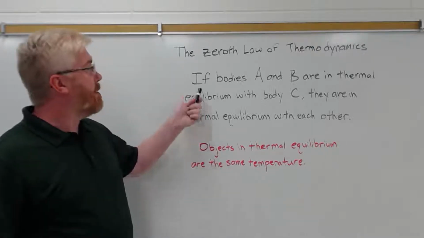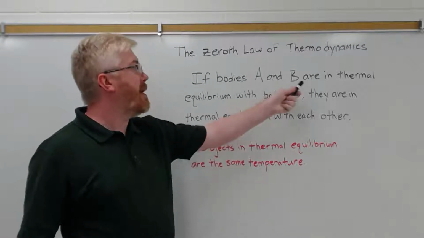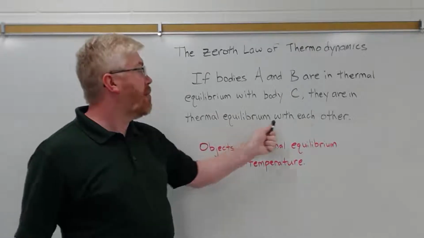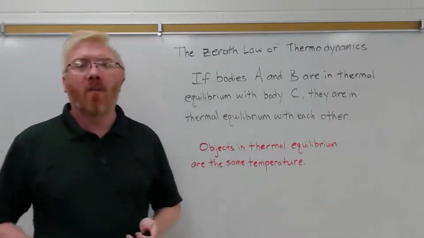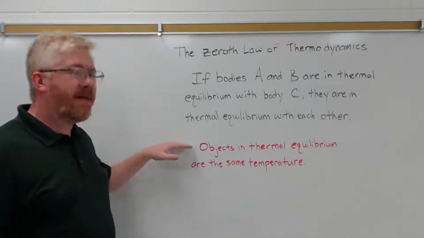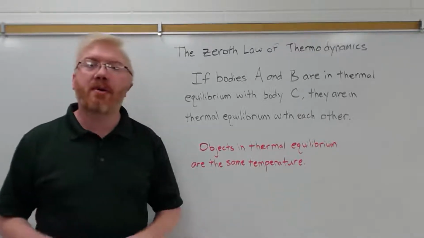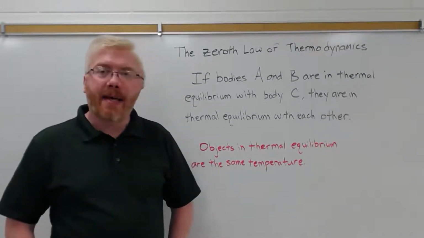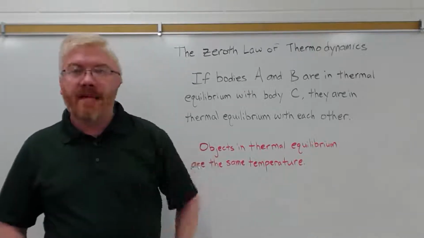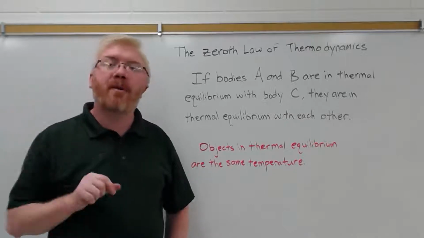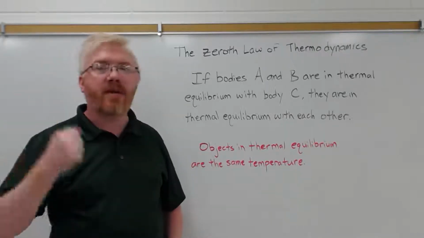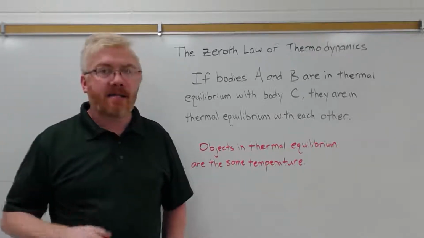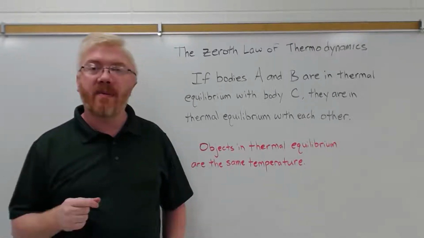The technical definition: if bodies A and B, so you have two objects A and B, are in thermal equilibrium with a third body, C, then they are in thermal equilibrium with each other. What does that mean? Objects in thermal equilibrium are the same temperature. So if I have two mugs of water sitting out on my desk, and I stick a thermometer in mug A, and it reads, say, 70 degrees Fahrenheit. And I put the same thermometer in mug B, and it says 70 degrees Fahrenheit. I let it rest for a while, it still says 70 degrees Fahrenheit.